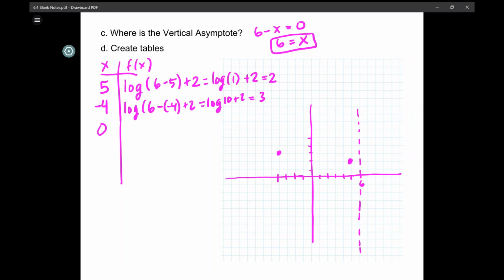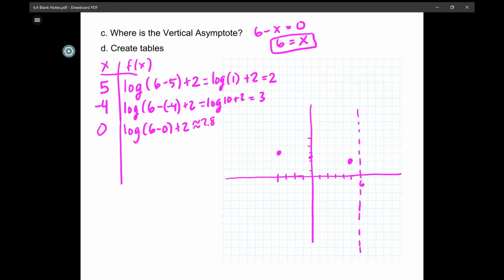I'm going to pull my calculator out and plug in log of 6 minus 0 plus 2. So that's going to be log of 6. And I'm going to get an approximation because I need some more points here. Log of 6 plus 2, and I get about 2.78. I'm going to call that 2.8. And so at 0, we're going to be at about 2.8, which is about here. And that makes me feel like we're filling this in a little better.